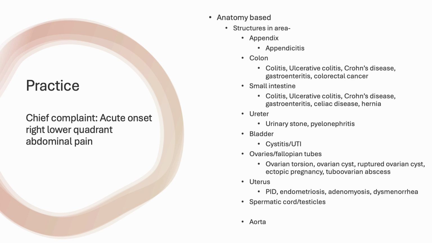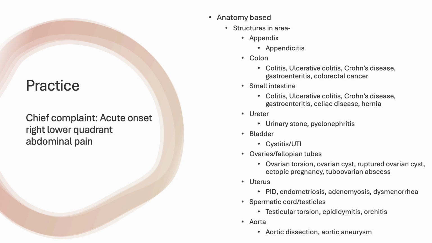For the uterus, you can have pelvic inflammatory disease, endometriosis, adenomyosis, and dysmenorrhea. For males, testicular torsion, epididymitis, and orchitis are all things that may present with that right lower quadrant pain radiating from the scrotal area. And lastly, for the aorta, we might think about an aortic aneurysm or an aortic dissection.